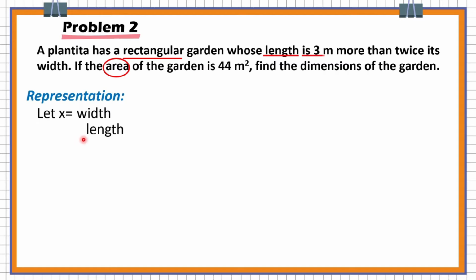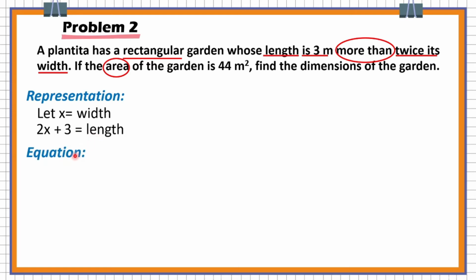So, we have equals to 3 meters. So, we will write here 3 is equal. Then, the word more than represent an addition or sum. So, maglalagay tayo dito ng plus. Twice its width. So, twice represent as 2 times the width. Ano ba yung width natin kanina? We have x. So, 2x.